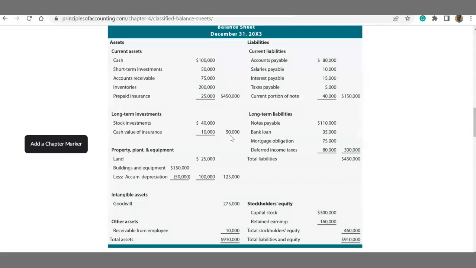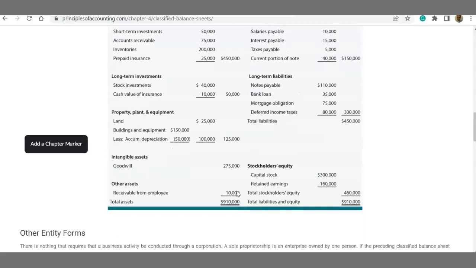And you have long-term investment, whatever it might be. You have PP&E, property, plant, and equipment, $125,000. And you have intangible, let's say goodwill. And then you have total other assets, receivable from employees, or we call it employee advance, you put it there. And that will be your total asset of $910,000, with a double line dollar sign.